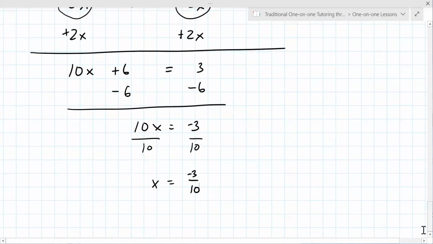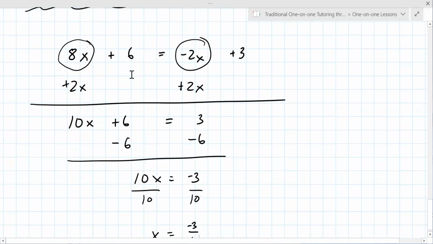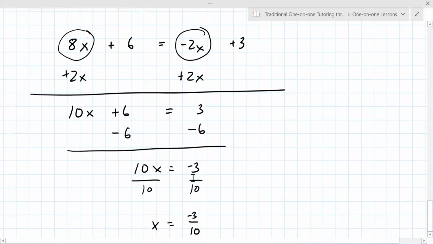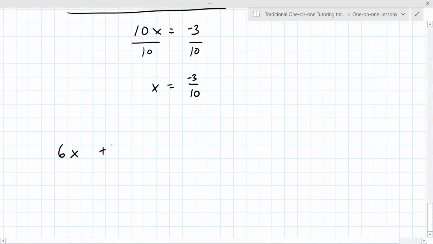Okay, so I want to give you another one like this. I'm going to give you one really similar to this. Not going to vary it at all, just different numbers. Did you get all this down? Almost. Okay, because I want you to be able to do it on your own. Okay, so let's go 6x plus 3 equals minus 4x plus 13.